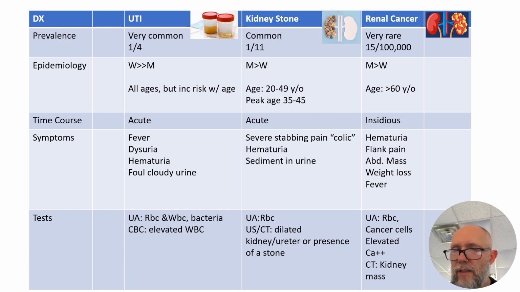So I think that's a good way for us to start thinking about how am I going to stack my differential? How do I order it in a list of most likelies to least likelies? Well, some of these things should be useful for you, right? Like prevalence or epidemiology. So Sharon, she's a woman. UTIs are more common in women than men, but not exclusive. Kidney stones are more common in men than women, but not exclusive. And renal cell cancer does weigh towards men.